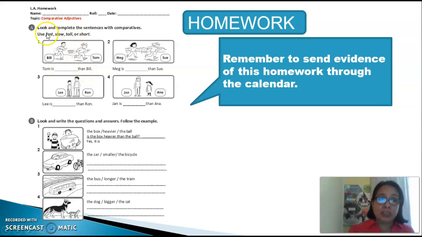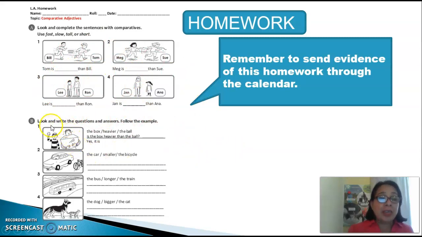So remember to change fast into faster, okay? Number 2, Meg, blank, Sue. Well, Sue is in the front, Meg is in the back. So what adjective? Fast, slow, tall, or short? Choose one of these that goes with that sentence, okay? Let me give you this example and then you do the rest. Meg is slower than Sue. You will do the number 3 and 4 and write the comparative forms for each one, okay?